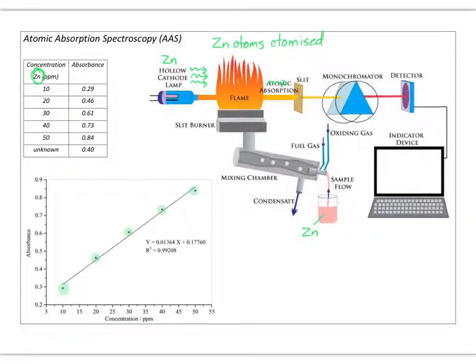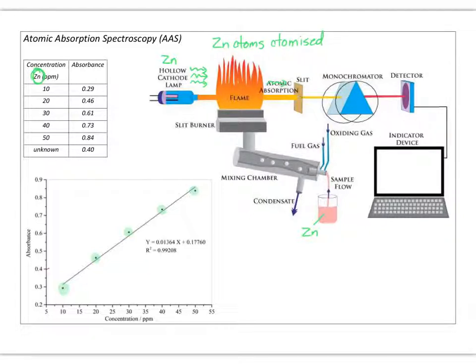Now, let's say someone brings into our lab a sample and they say, we think this might have some zinc in it, but we're not sure how much. Can you test it for me? So, having done your calibration curve, you then put your unknown sample here into the atomic absorption spectrometer, suck that up, and work out the absorption. So let's say we got an absorption of 0.4.